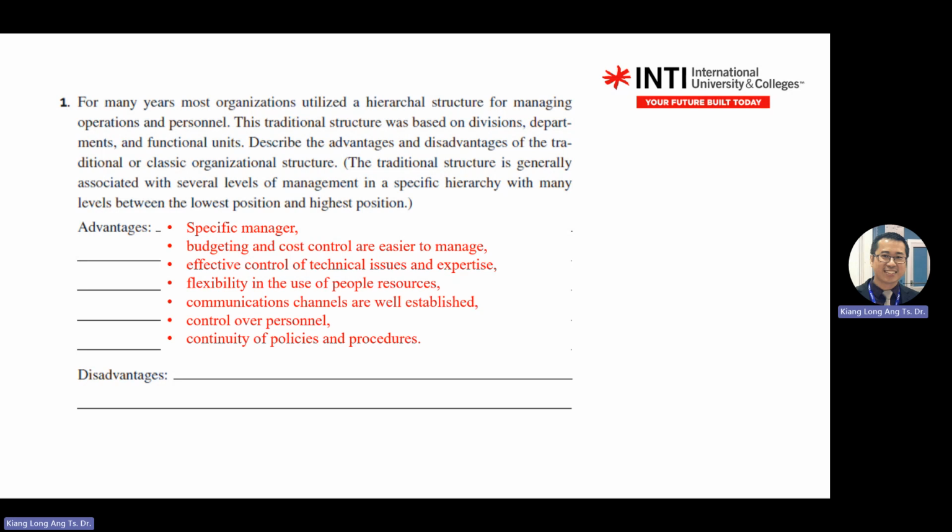organization structure will be: you have a specific manager, budget and costing easier to manage, flexibility in using people resources, communication channels are well established, and you have a continuity of policy and procedure. So these are the points that we extract from the PowerPoint slides. And also remember to go and read the handbook in the Canvas. These points are extracted from the handbook, the 300 pages of handbook. Go and read.